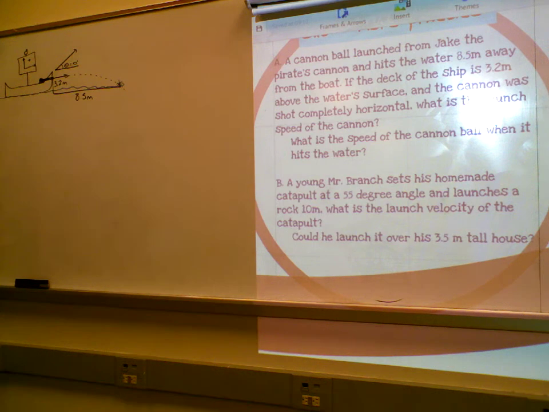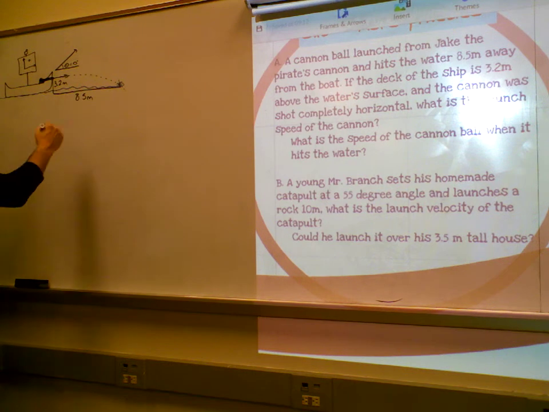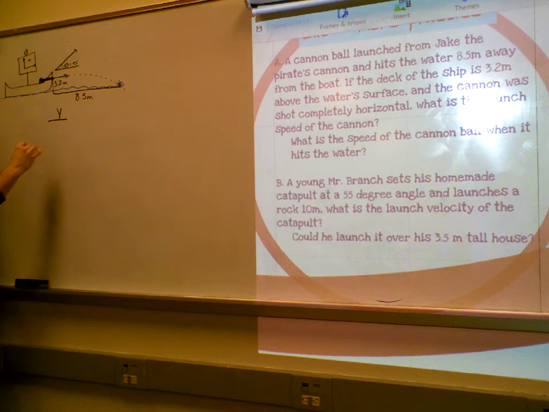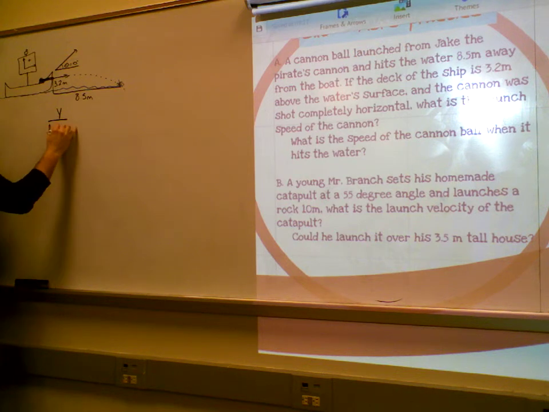Okay, so let's make our list. Just recap. So the cannon's 3.2 meters high, right? Is that 3.2 meters in the x direction or the y direction? The y. Is that 3.2 meters an initial y or a final y? Initial.